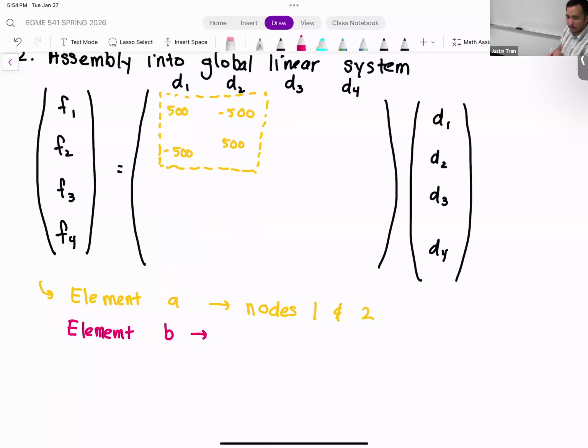Since I'm working with an iPad right now, I have the benefit of using different colors, but if you're working with pencil and paper, bring different color pens next time, I guess. But element B, we know from earlier that element B is acting on nodes 2 and 3. So just like we did with element A, we're going to partition out the area in our global linear system that corresponds to nodes 2 and 3. That's going to be the second row, second column, and third row and third column. And if we box that out, that's going to be this region right here.